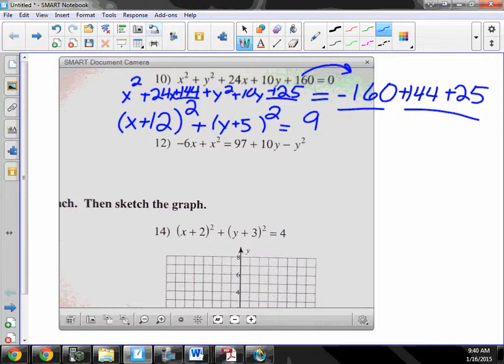So what is the center of this circle? Negative 12 comma negative 5 is the center, and what's the radius? R equals 3. Okay.